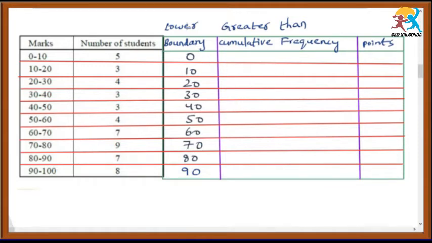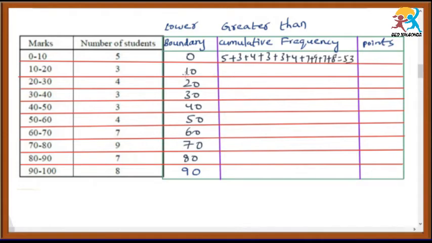Here the lower boundary is 0. So we should write the greater than cumulative frequency, the number of students who got above 0. That means all the students here: 5, 3, 4, 3, 3, 4, 7, 9, 7, 8. All of these students got more than 0 marks. That is why we have to take all the students. So we add 5 plus 3 plus 4 plus 3 plus 3 plus 4 plus 7 plus 9 plus 7 plus 8, that is equal to 53.